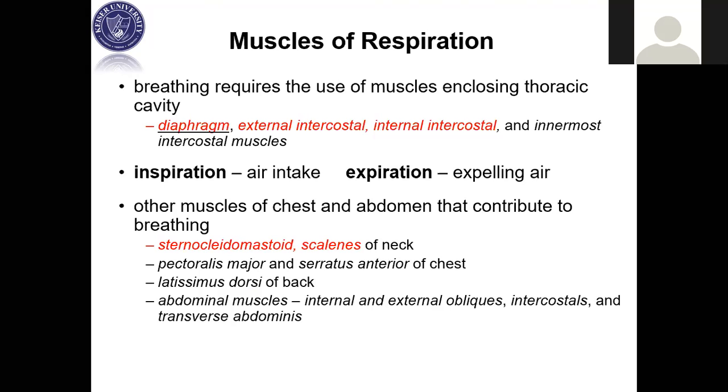So inspiration is the intake of air when you breathe in. When you take a deep breath, you're intaking the air, and that word is inspiration, taking in air. When you are releasing the air, you are expelling it, hence it's expiration. So inspiration is the taking in of oxygen, expiration is the expelling of air. Smelling the flowers is inspiration, blowing out the candles is expiration.